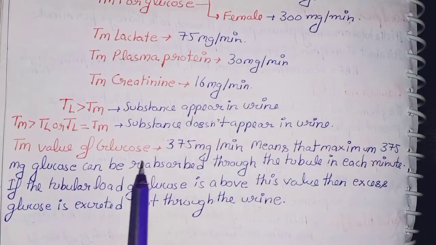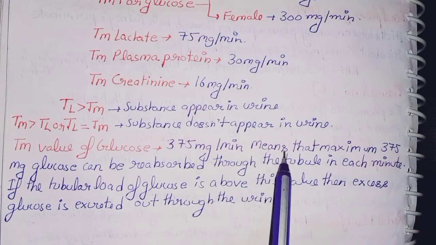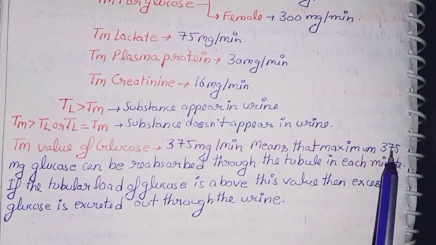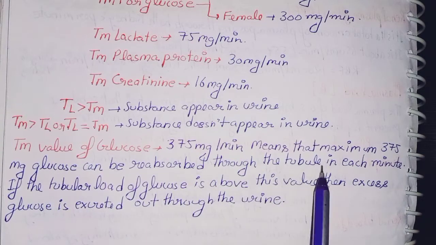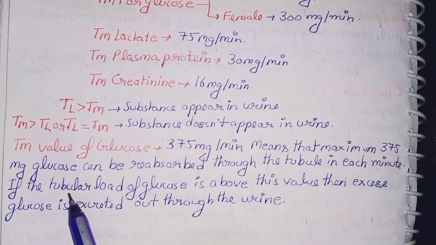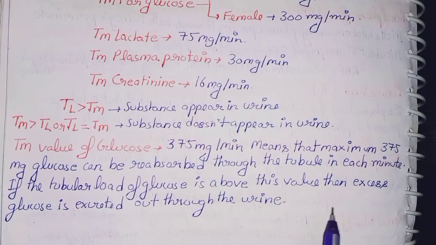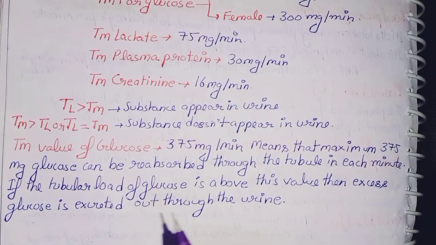So the transport maximum of glucose is 375 mg per minute, meaning a maximum of 375 mg of glucose can be reabsorbed through the tubule in each minute. If the tubular load of glucose is above this value, then it will not be reabsorbed through the kidney tubule, and definitely it will appear in the urine.